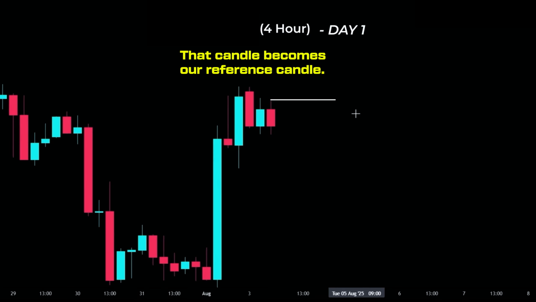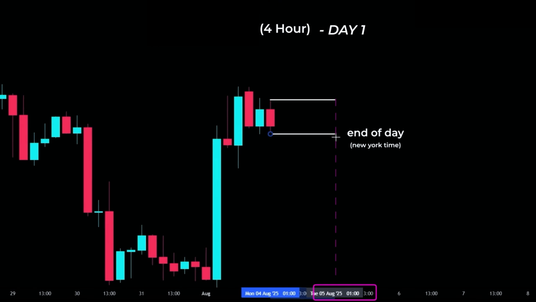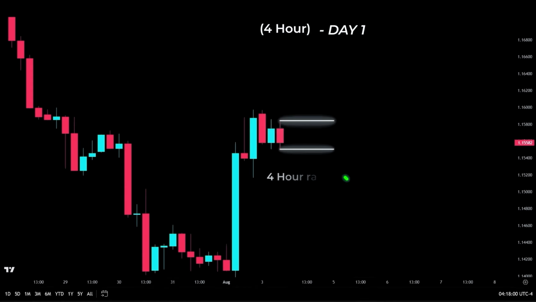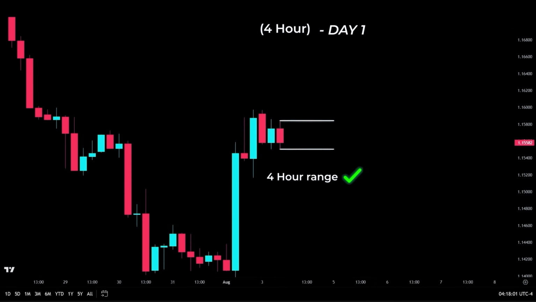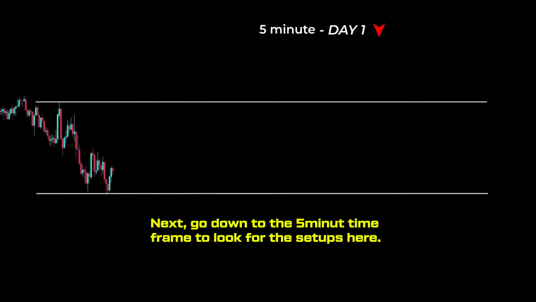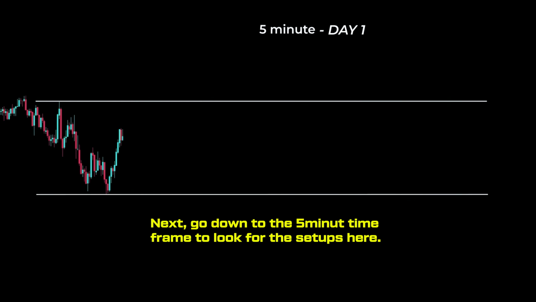That candle becomes our reference candle. Draw one horizontal line at the candle's highest price and another at its lowest price. Then extend both lines until the end of the trading day. This creates our 4-hour trading range. Next, go down to the 5-minute time frame to look for the setups here.